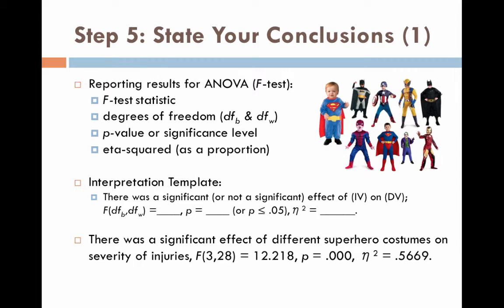So here's how we would state our conclusions. There was a significant effect of different superhero costumes on severity of injuries. F is equal to 12.218 with 3 degrees of freedom between and 28 degrees of freedom within. p is equal to 0.000 and eta squared is equal to 0.5669.